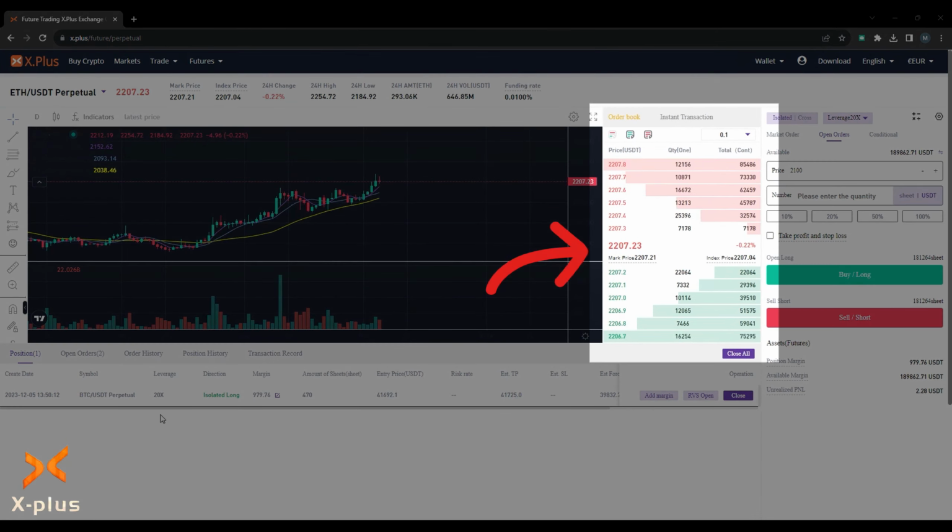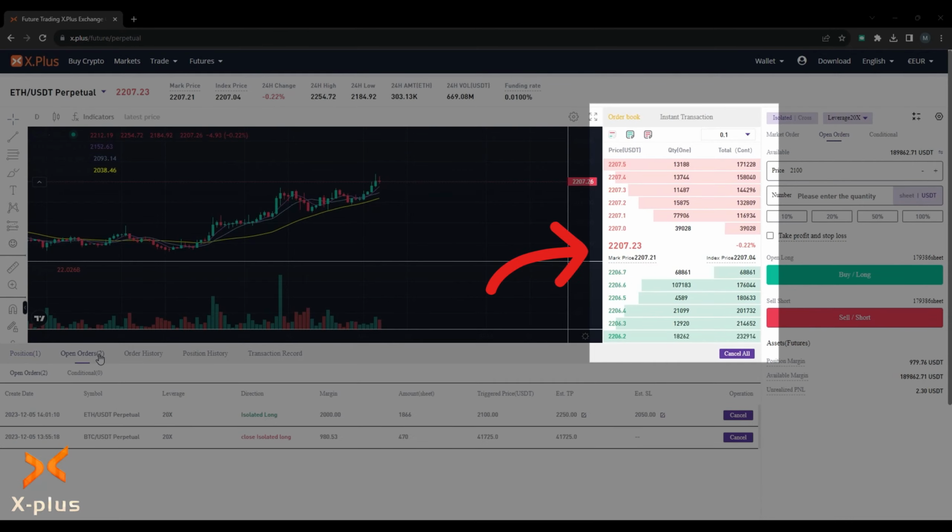You can see all your orders in the Open Orders panel. Once the price reaches our order price, then the position will be filled.